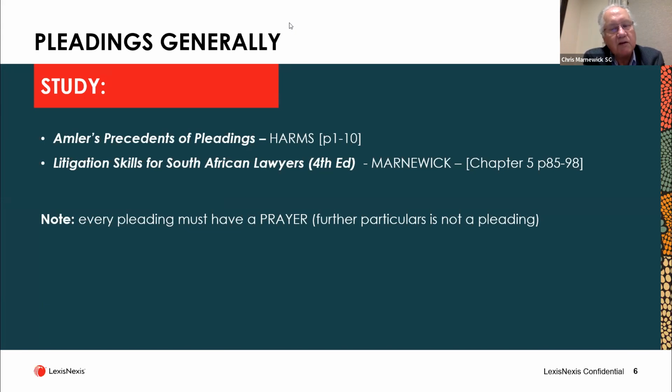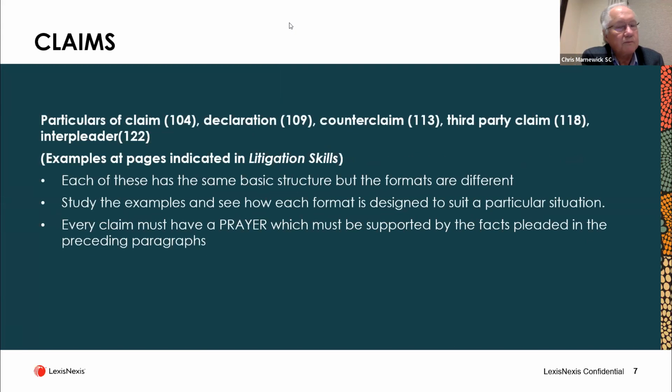You are going to live with that rule all your life as an advocate. So get it under control now. Note here, every pleading must have a prayer. So in a claim, you will pray for judgment, for payment of money, divorce, damages, or whatever. I'll come to that again later. Just note in passing, further particulars and a request for further particulars are not pleadings. So they don't have to have a prayer. Could I have the next slide, please?